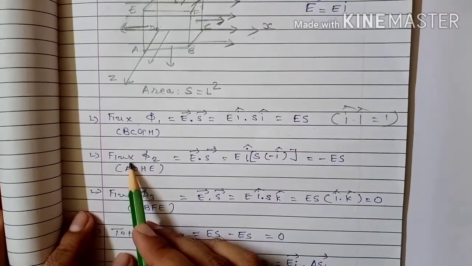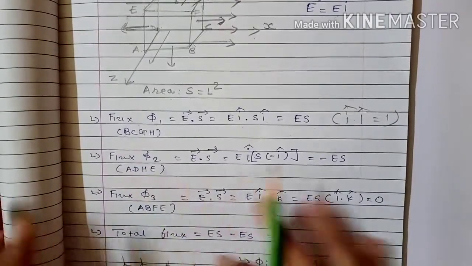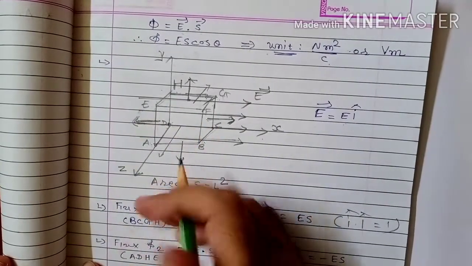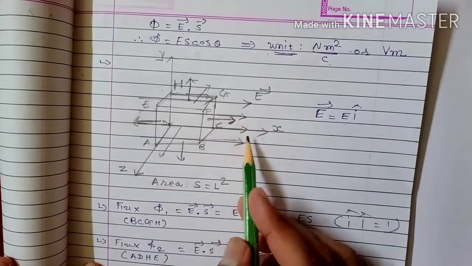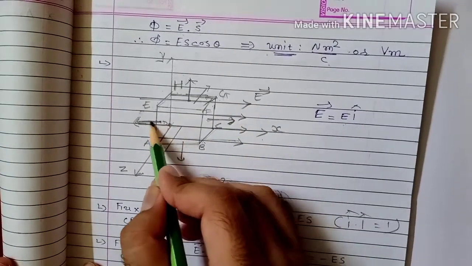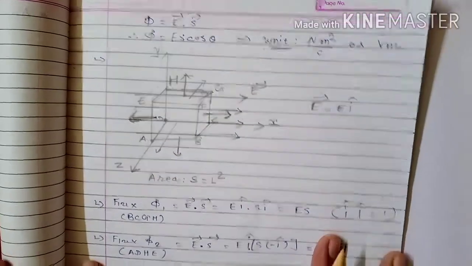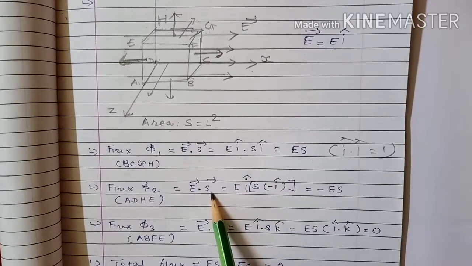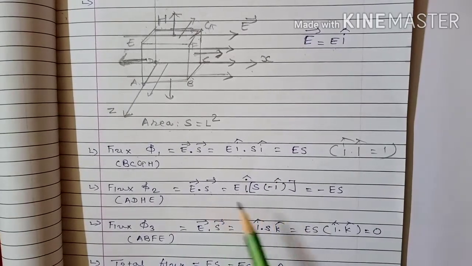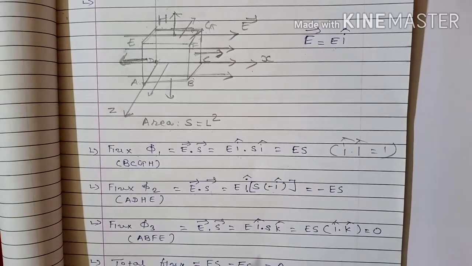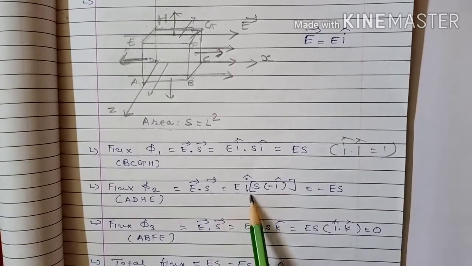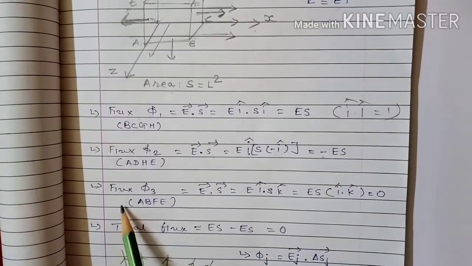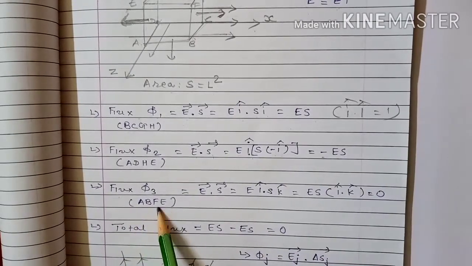Okay. If we have to find flux for the surface ADHE, it means this surface ADHE. For this surface, electric field is in X direction. Direction of electric field will not change. Direction of area vector is in negative X direction. So here E vector dot S vector. E vector as it is, E I cap. S vector, area vector, is now in negative X direction. Therefore S into minus I cap. I cap dot I cap is 1. I cap dot minus I cap is minus 1. Therefore minus ES.